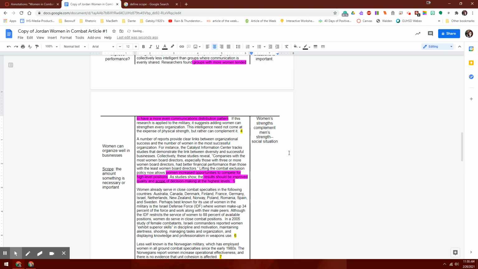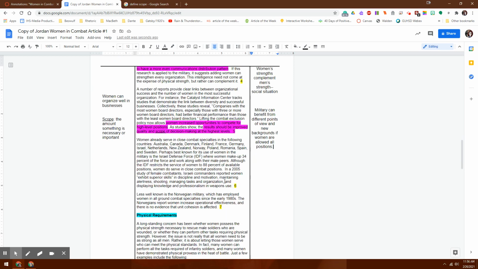So what I'm going to do is I'm going to make a comment. How can this benefit the military? So military can benefit from different points of view and new backgrounds if women are allowed all positions. So it can really help kind of expand what the military knows, what they see, what they do when they have people from all sorts of backgrounds.